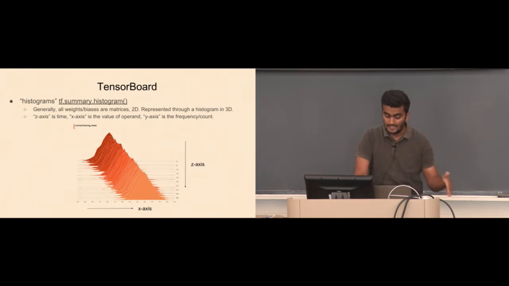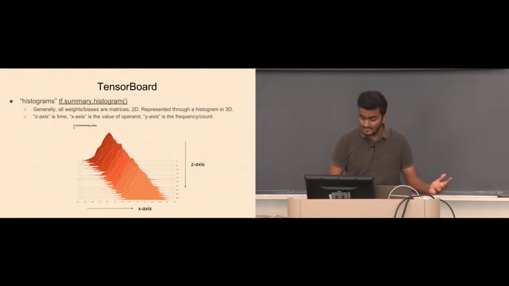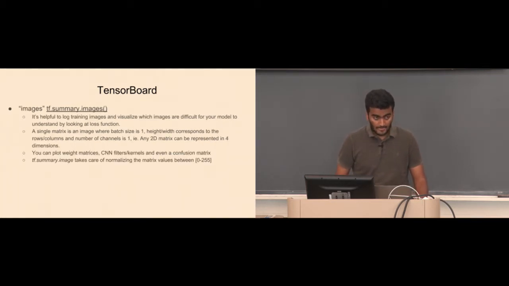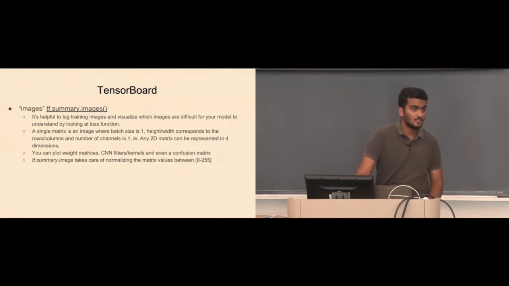And the value for y decreases as we move along, because the mean, of course, is 5, and you'll have a lot of values at 5 for this particular distribution. And we'll see how these histograms look. The third thing that we can use TensorBoard to plot is images, of course.